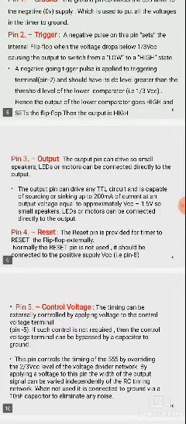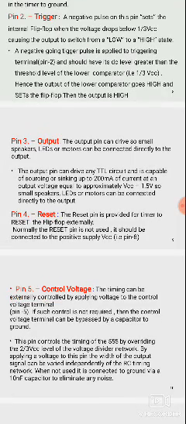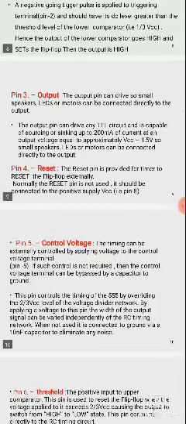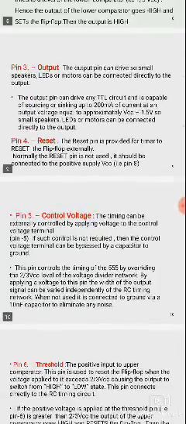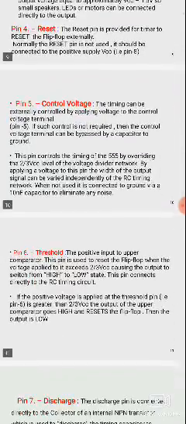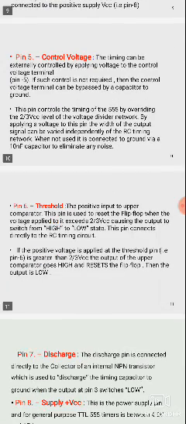Pin 3 is the output pin. The output pin is connected to speakers, LEDs, motors. Pin 4 is reset. Reset stands for resetting the flip-flop. Pin 5 is used for control voltage. Whenever the control voltage is not required, it will be bypassed by a capacitor. Pin 6 is threshold voltage. When the input voltage is greater than 2/3 VCC, the output will change from high state to low state.